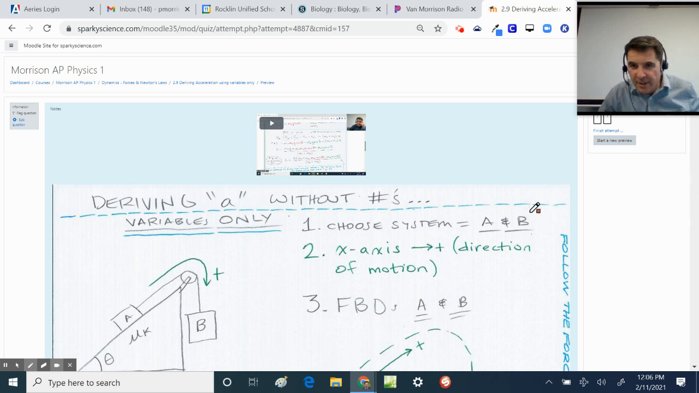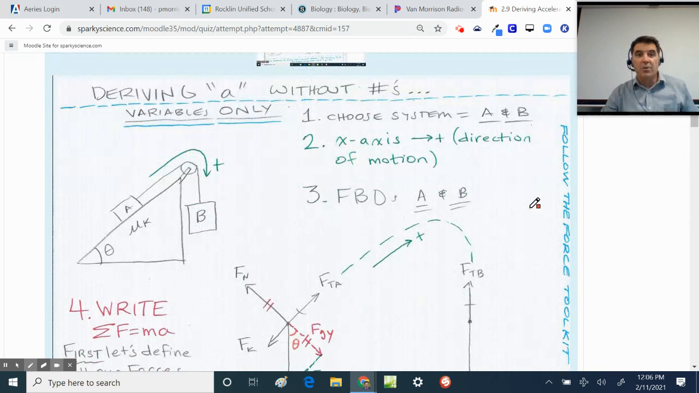All right, so today we're going to derive acceleration without any numbers, and we're going to follow the force toolkit. The first thing we're going to do is choose our system. When we do these two body systems connected by a string, consider this to be like a choo-choo train. It's a train, it's got multiple cars, and we're going to consider the whole train moving together at once. So the system is A and B together.